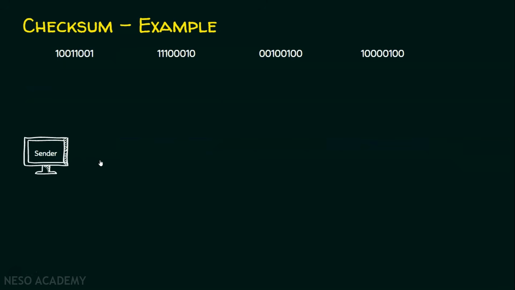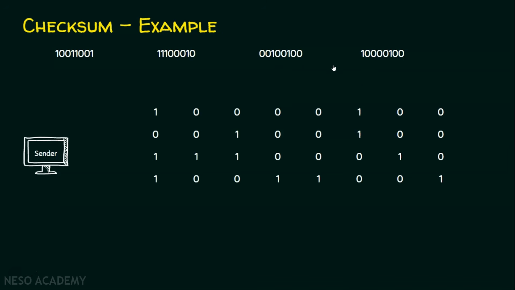We know the sender has created these 4 blocks. The sender places all the 4 blocks in order to perform the addition. Just see, this is block 1, this is block 2, this is block 3 and this is block 4. And what does the sender do? The sender has to perform the addition. So the sender is now performing the binary addition.